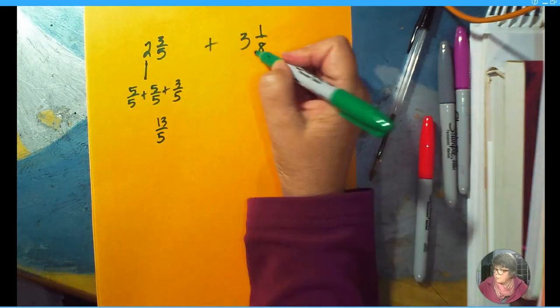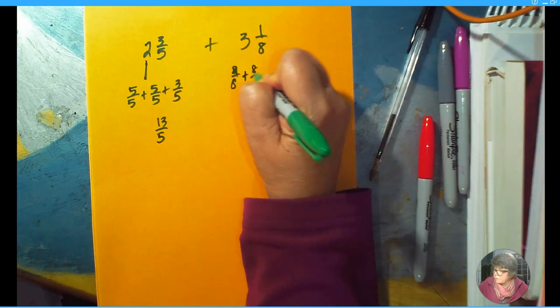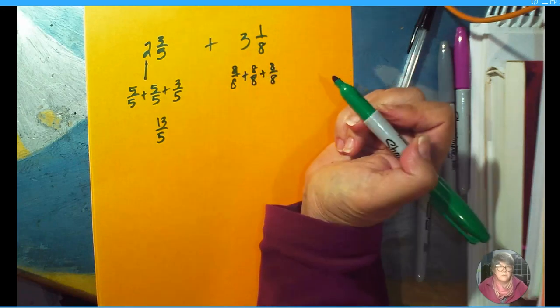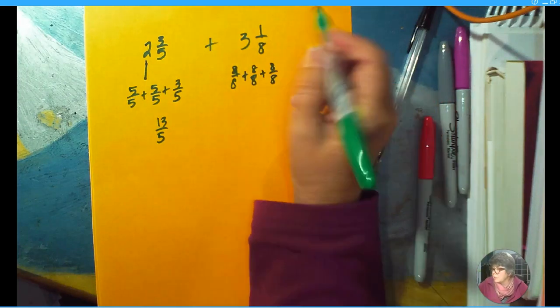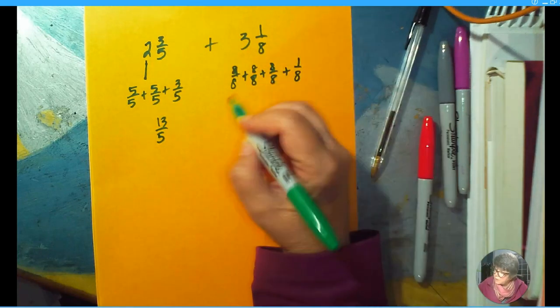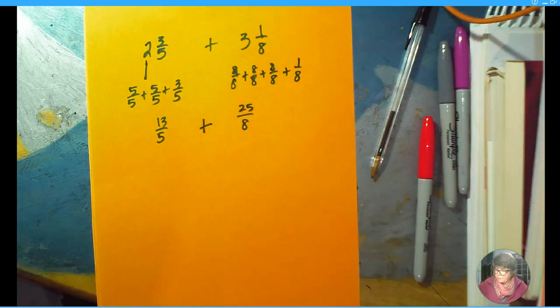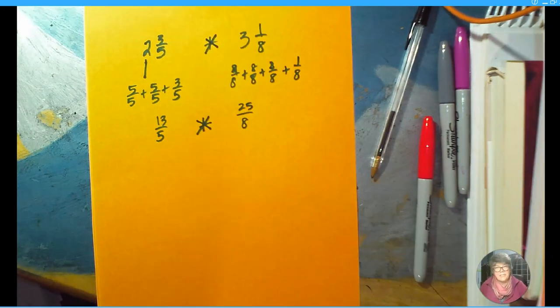And then 3 is 8/8 and 8/8 and 8/8. Or you could say 3 times 8 is 24/8. I'm just showing you where those numbers come from so you don't get confused. And 1/8. So 3 times 8 is 24 plus 1, 25/8. So I'm going to add those two together. Oh, sorry. Multiply. I'm multiplying these. Sorry, see, even I get confused, right? I'm multiplying 13/5 times 25/8.